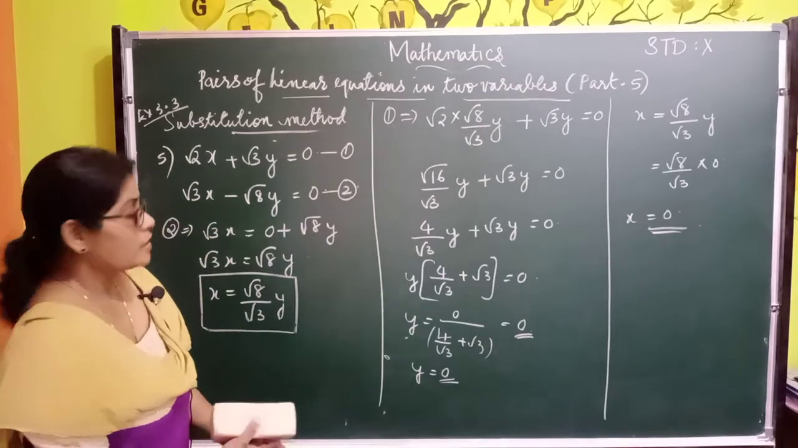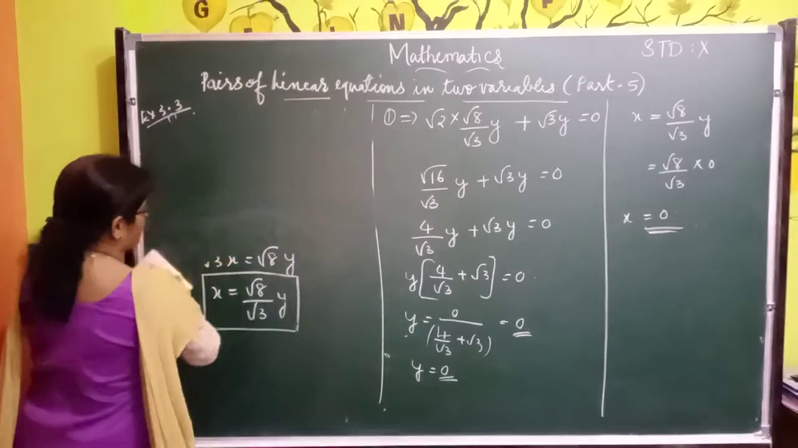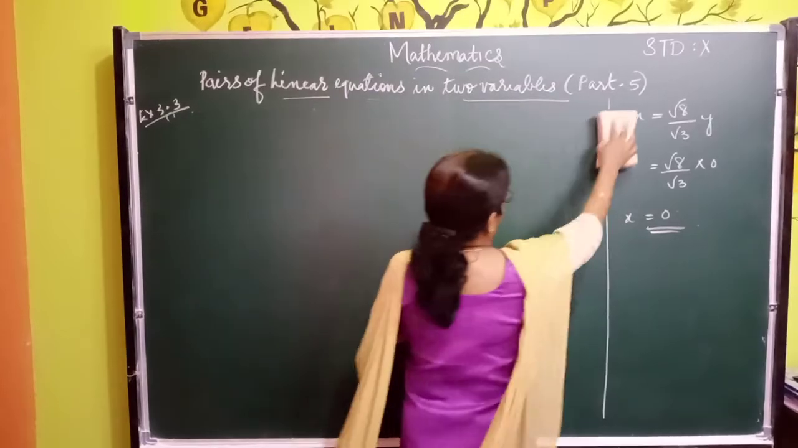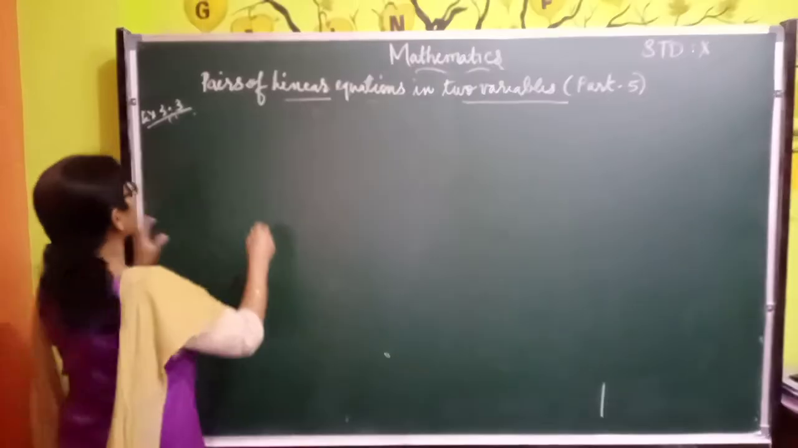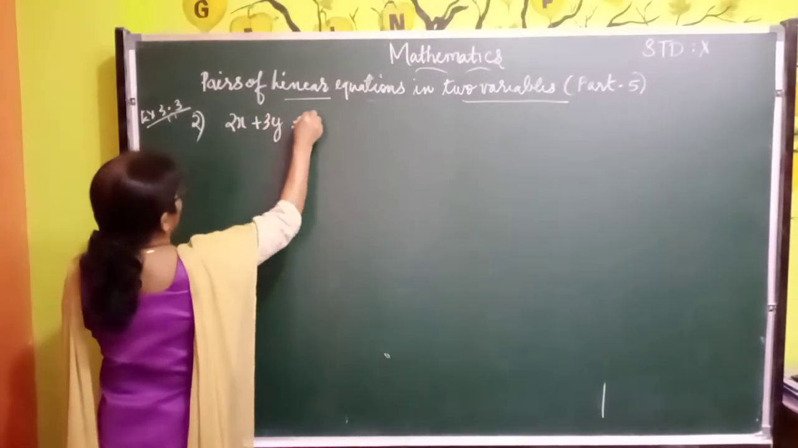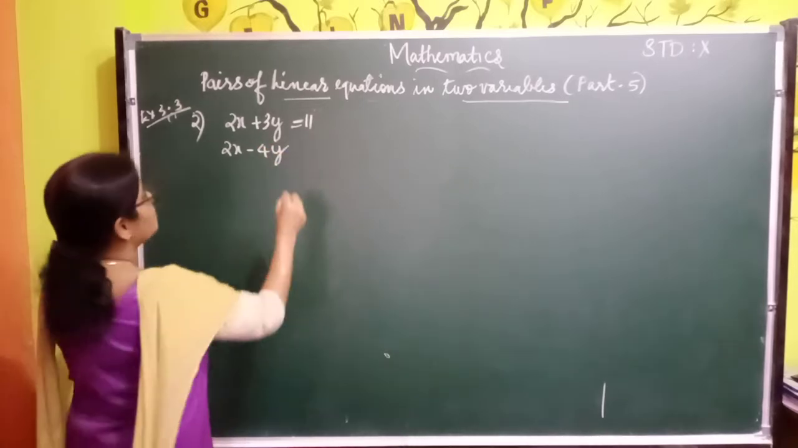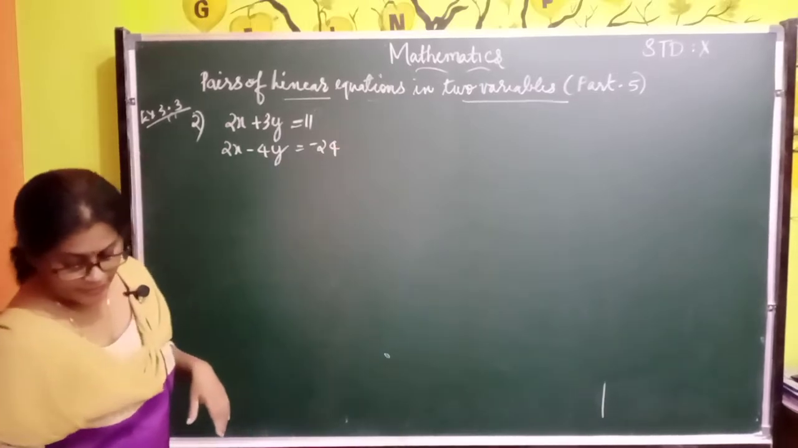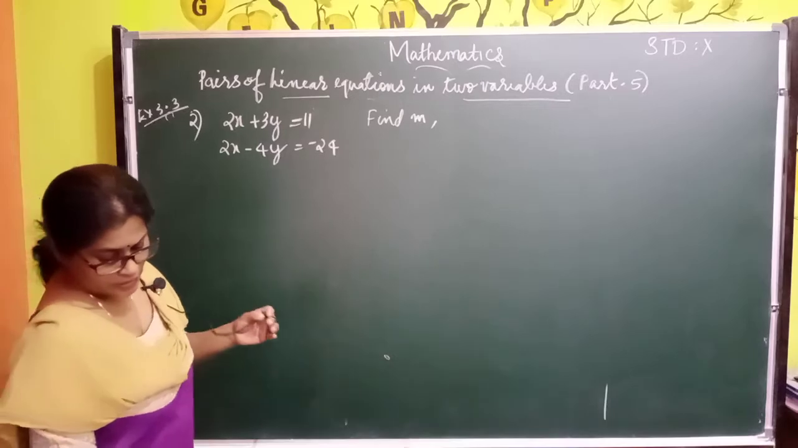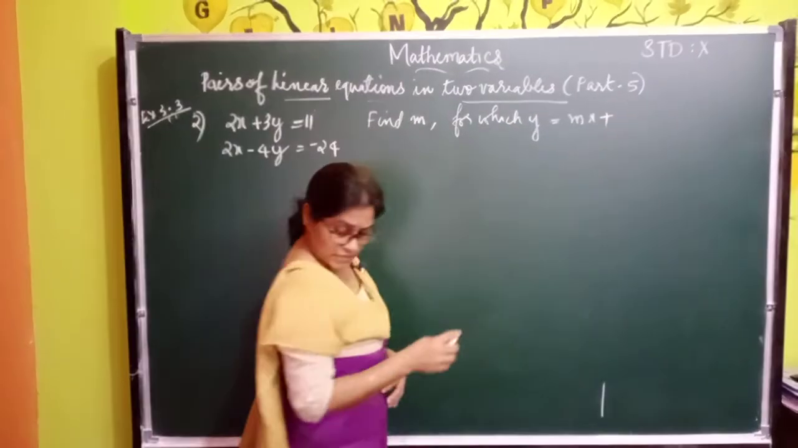Now, the second question from exercise 3.3. The question is, solve 2x plus 3y equals 11 and 2x minus 4y equals minus 24. And hence, find the value of m for which y is equal to mx plus 3.